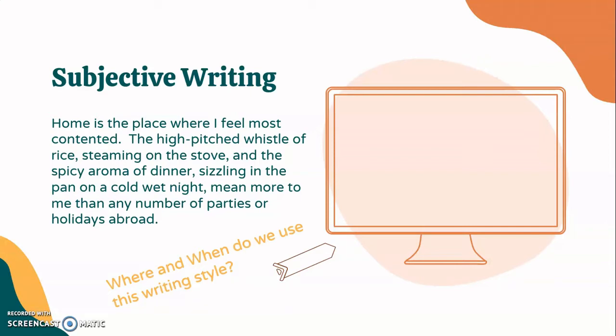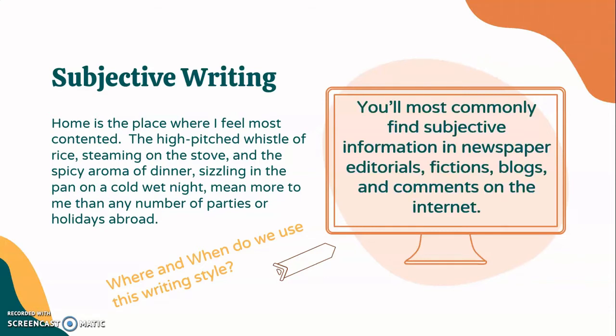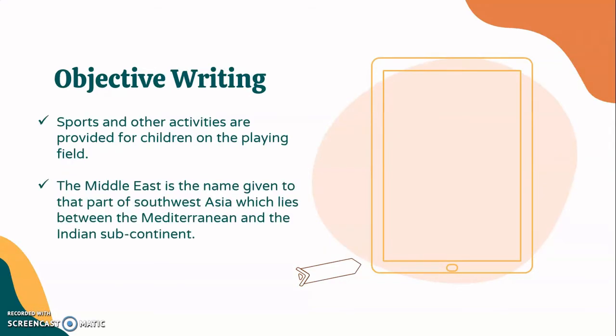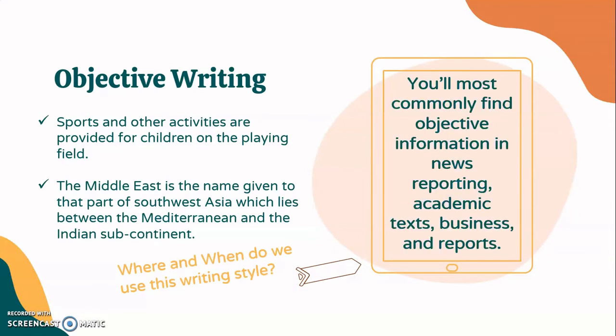So if you ask where and when do we use this type of writing style, you'll most commonly find subjective information in newspaper editorials, fiction, blogs, and comments on the internet. Let me give you two examples of objective writing here. Sports and other activities are provided for children on the playing field. The Middle East is the name given to that part of Southwest Asia which lies between the Mediterranean and the Indian subcontinent. So we use this type of writing style most commonly in news reporting, academic texts, businesses, and academic reports.